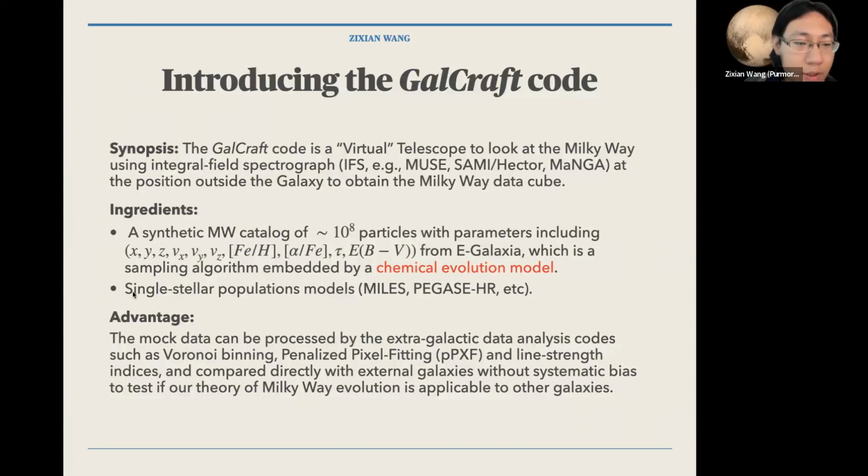The spectrum I use is from single stellar population models. It can be MUSE, Pegase, or some others. The advantage of this code is that it can mock the data, and the data can be processed by extragalactic data analysis codes, such as Voronoi binning, pPXF, and Lick indices, which have been broadly used by people working on external galaxies. And the result can be compared directly with other observations without systematic bias, to test if our theory of Milky Way evolution is applicable to other galaxies.